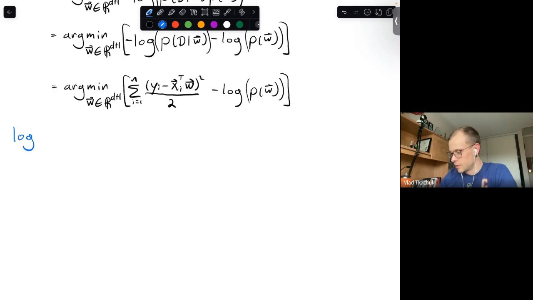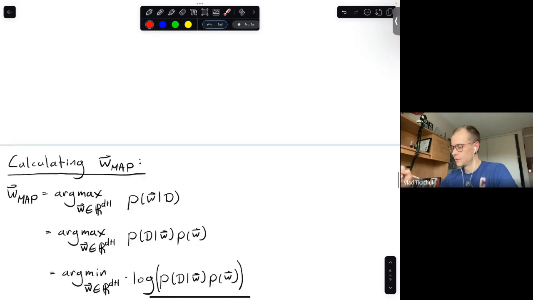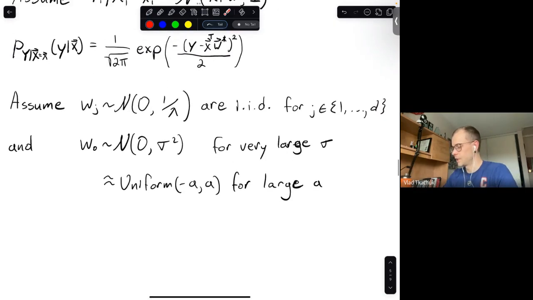So we have log of P, the PDF of the W parameter. Okay, and so here we had, first of all, I should have added one more assumption here because otherwise things don't really work. We had that W0 had this normal distribution, and it was for very large sigma.